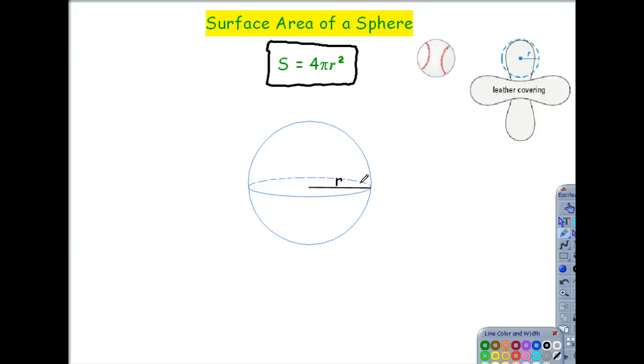Right. So when you're talking about surface, you're talking about what surrounds it. Kind of like a baseball. The leather that covers the baseball is the actual surface area. Or a basketball, the leather that covers the basketball. What's inside of it, like in a basketball, would be the air. That would be the volume. Okay.